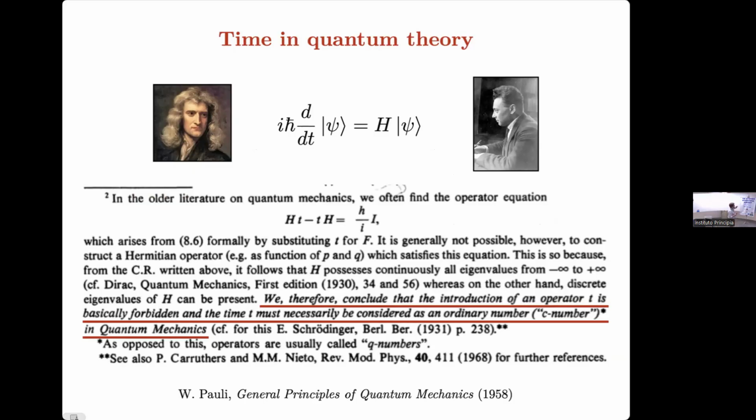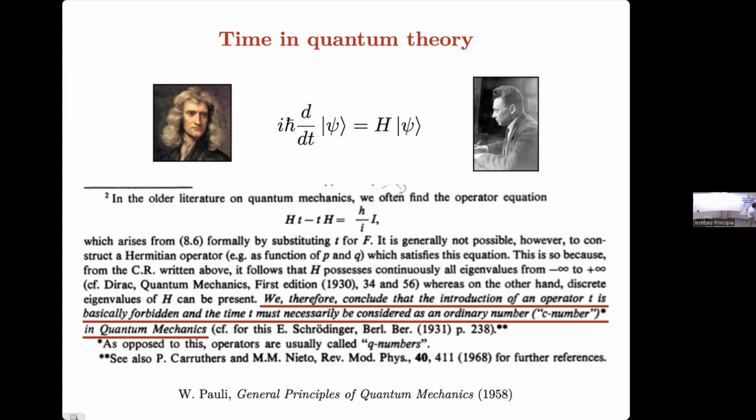And he says the following. He says in the older literature in quantum mechanics, we find this commutation relation between the Hamiltonian H and T. Namely, we want the Hamiltonian to generate translations in t, and so it better satisfy this commutation relation. But then he points out that it is generally not possible, however, to construct a Hermitian operator as a function of p and q, which satisfies this equation.